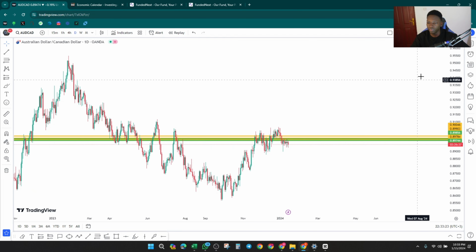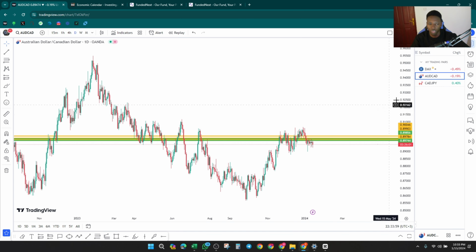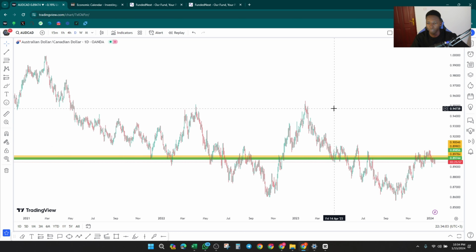Hey guys, so I'll be giving you an insight into my trading week. Today is Monday the 15th. On my watch list, I'm only looking at AUDCAD and CADJPY. I'll be getting my entries using support and resistance.